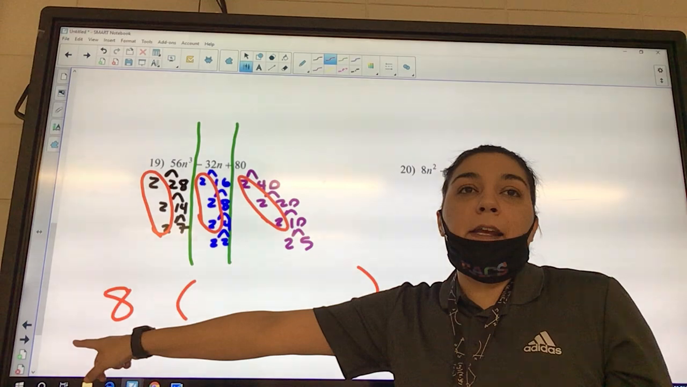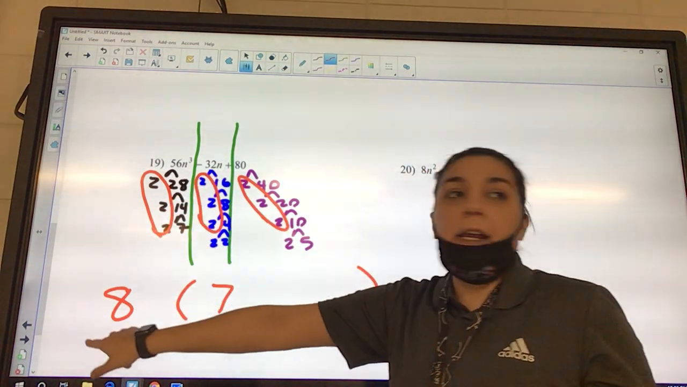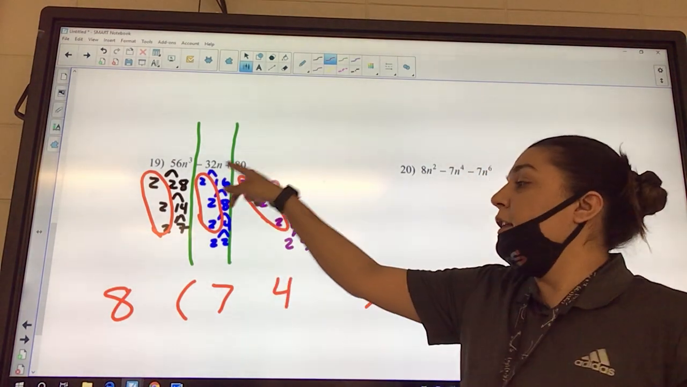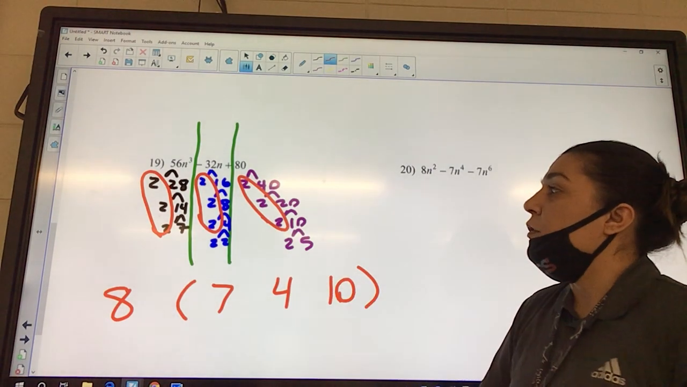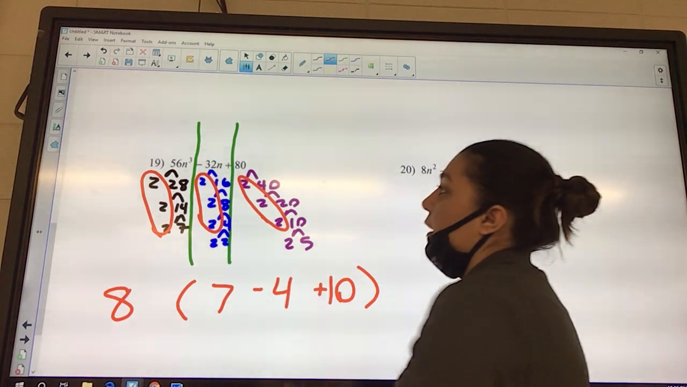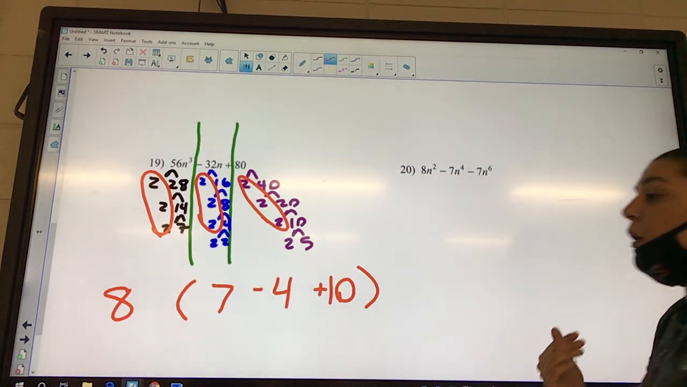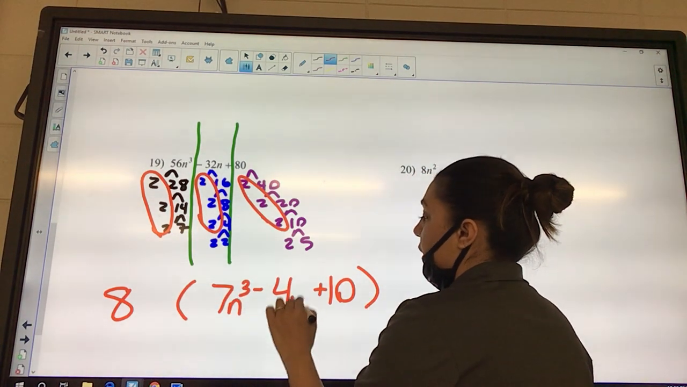56 divided by 8 is 7. 32 divided by 8 is 4. 80 divided by 8 is 10. Okay, drop all your signs. So we got one that goes to the middle one and then a plus. How many n's can we pull? None, so put them all back in place. N to the 3, and this one gets an N.